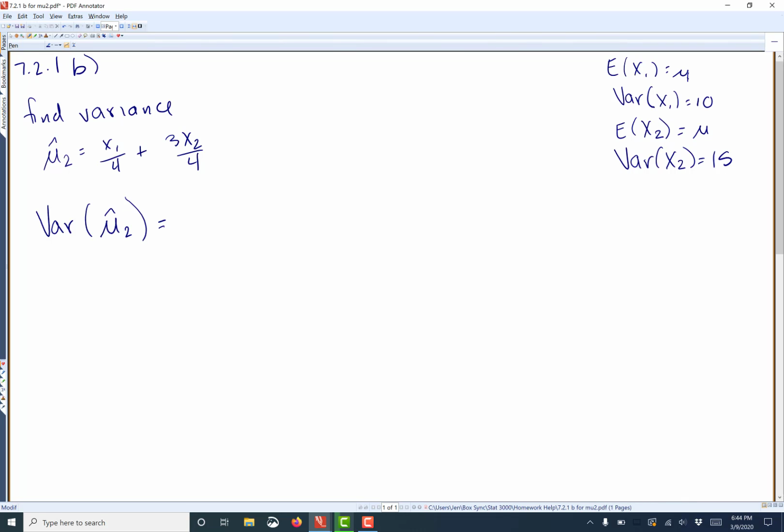What people do when they find out what would be the best estimate is first they see, is it unbiased? And then they look at all of these possible estimates to see which one would have the smallest variance.